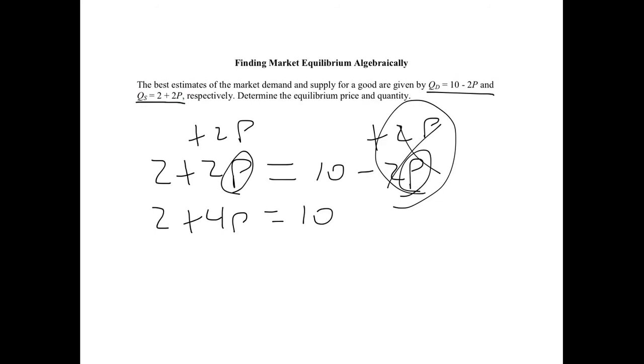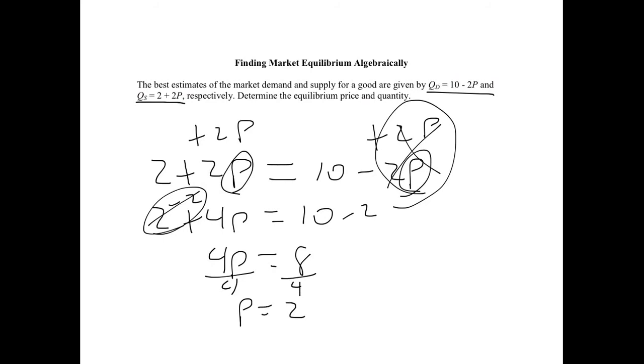And next step, again, just to isolate the price on one side, I'm going to subtract 2 from both sides. So subtract 2, and so this cancels, and that will leave me with 4p equals 8. And so almost done. At this point, just divide both sides by 4, and that will leave us with price equals 2. So the equilibrium price is 2. So that's part of the solution to our problem.